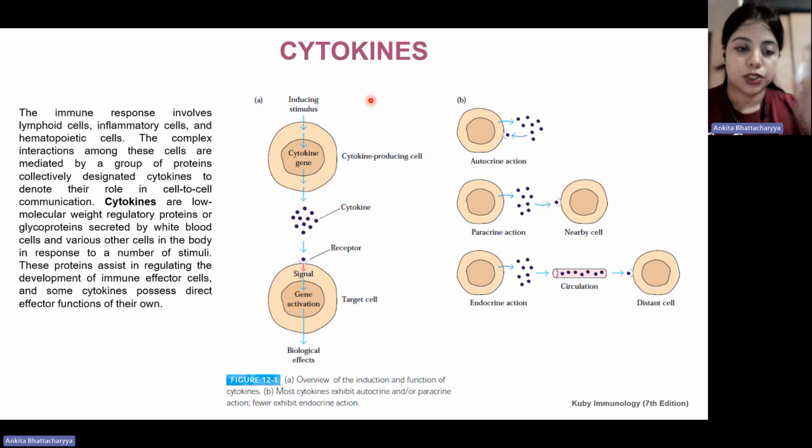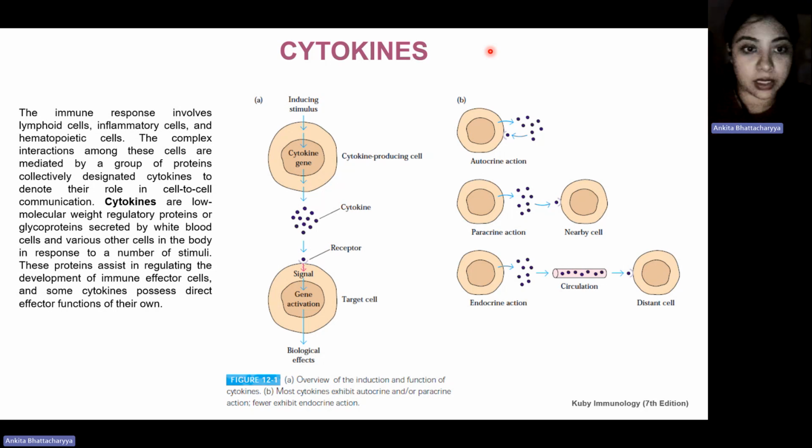So you have secretion of the cytokine from cell X, and then it acts on cell Y and mediates its biological effect. Now, it's not always necessary. I think I've discussed this previously, that it's not always necessary that cytokine production and cytokine activity are on separate cells.